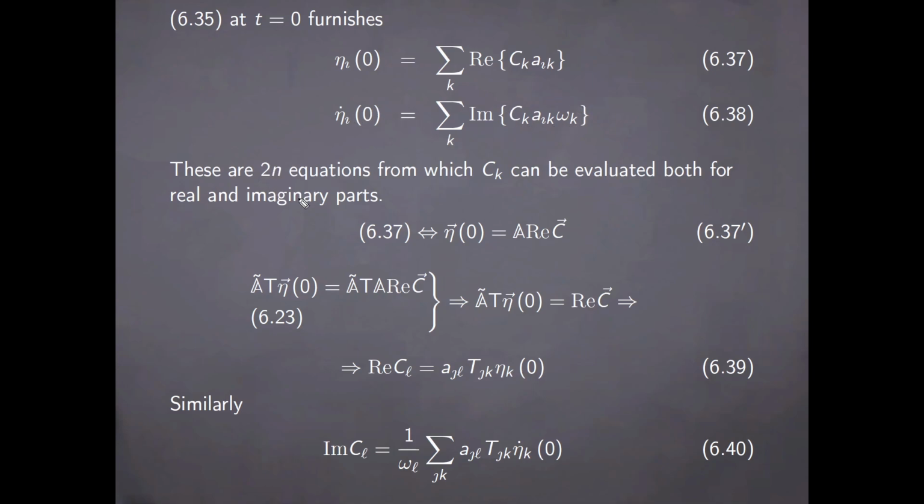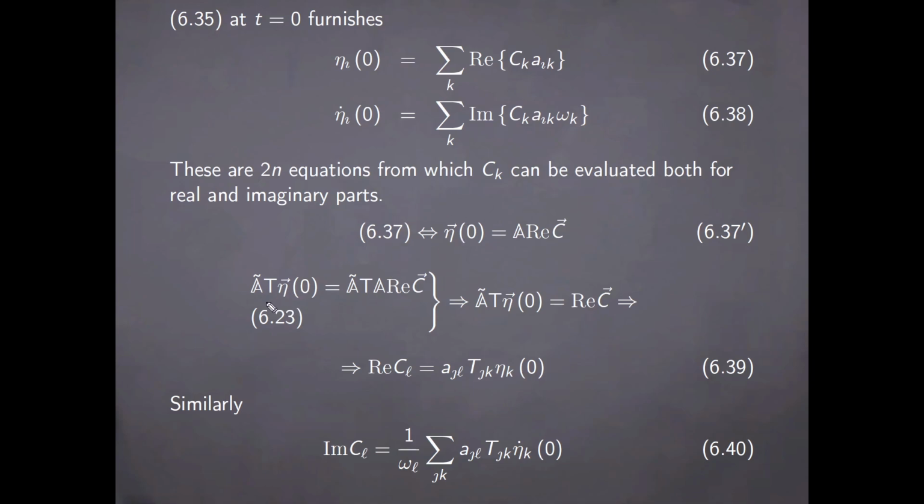So these constitute 2 times n equations from which these scaling factors can be evaluated, both for the real and their imaginary parts. And then if we look at 6.47, for example, we can write this as a matrix equation. This is the vector of the initial positions, and it has to be equal to the matrix of the eigenvectors multiplying the real part of these scaling factors. And then we can do some very simple manipulations.